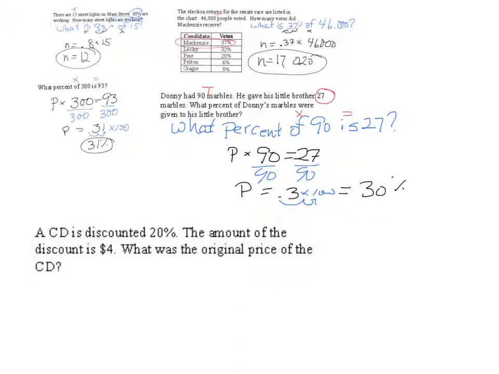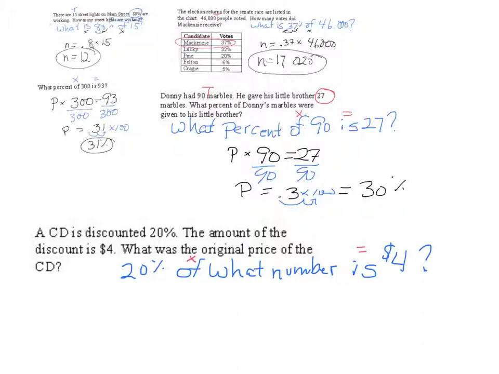A CD is discounted 20%. The amount of the discount was $4. What was the original price of the CD? Okay, I'm going to rephrase the question again. What we really want to know is, 20% of what number, we're going to find the original number, is $4. Of always means times, is always means equals.